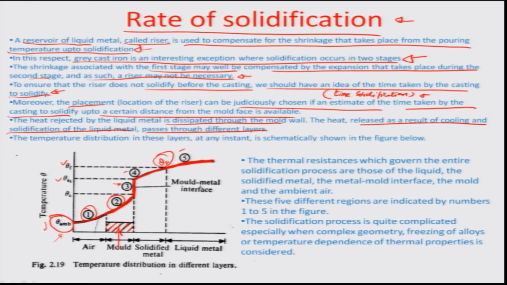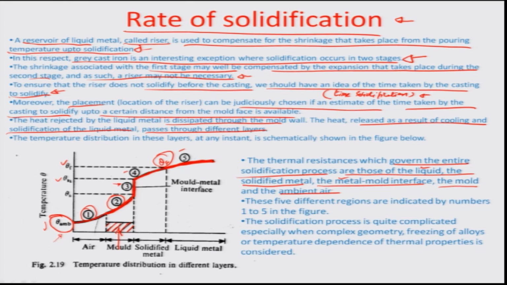So, the thermal resistances which govern the entire solidification process can be summarized to be those of the liquid, the solidified metal, the metal mold interface, and the way that the solid film is coupled with respect to the mold wall. In case the mold wall is rough, there may be an air film in between. In case of, say, an aluminum mold and pressure die casting, there is a proper metal to metal boundary which is formed. There also the estimate would be completely different. Then the mold itself provides the resistance, and the ambient air.